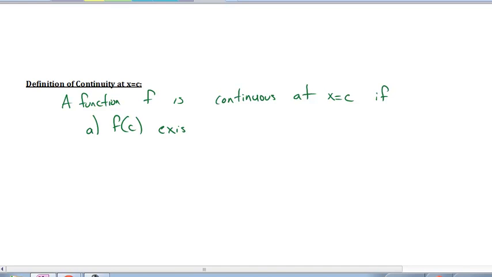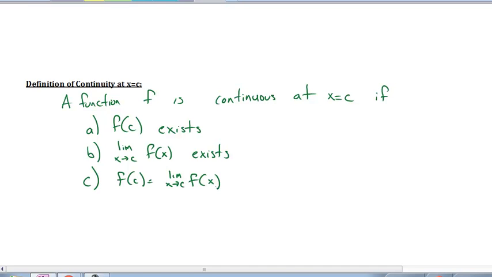Okay? So we say that a function f is continuous at x equals c if three things occur. 1, f of c exists, meaning that the height of the function exists at that point. 2, the limit as x approaches c of the function exists. And 3, the height of the function is equal to the limit as x approaches c of f of x.